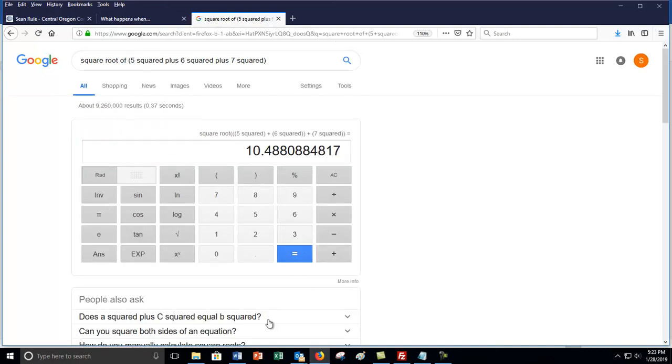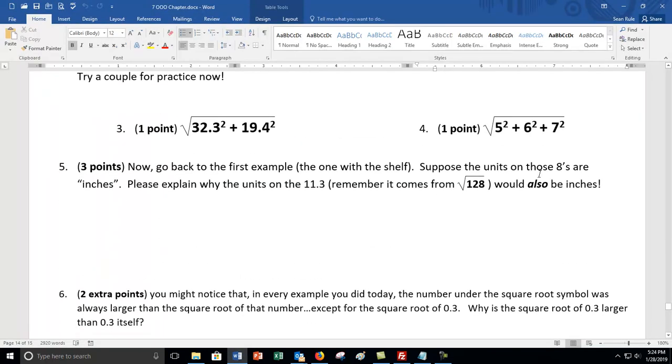All right, 10.5. This last one down here, go back to the first example. Suppose the units on those 8s are inches. Please explain why the units on the 11.3 are also inches. And we talked about this in class. It comes from the same reason that the square root inverts or removes the squares. So you don't see it when you're doing the math, so to speak. You don't see it. That's why we wrote it on the board here. So the thing is, when you square a number, the number is multiplied by itself. But if that number itself has a unit attached to it, that means the unit has to be squared too.